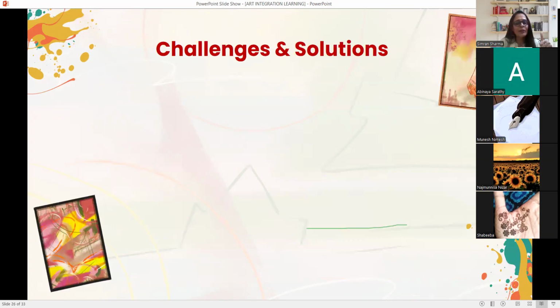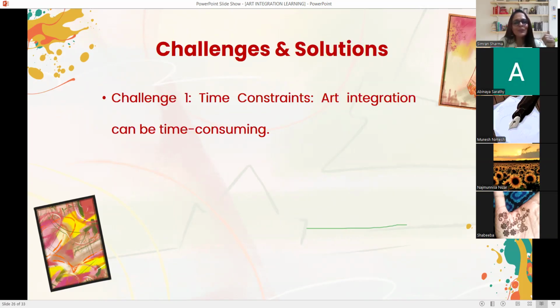our evaluation. Now, what are the challenges? As I've read in the chat, we do have some challenges. Time constraints. Art integration can be time consuming. Yes, that is why when we are planning an activity, first of all, go through all the chapters that we have to cover during the session.